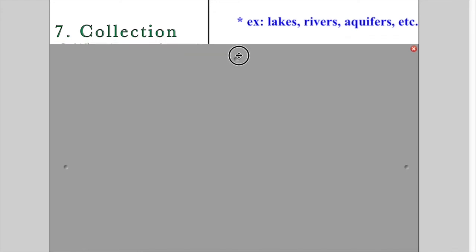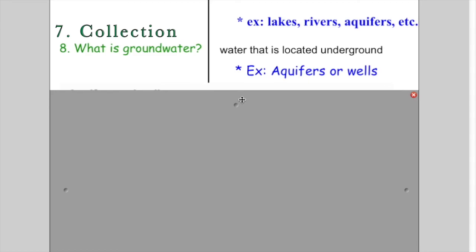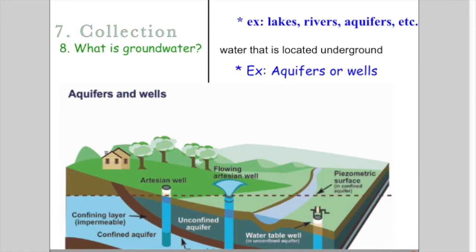Now, another collection is called groundwater. Groundwater is water that is located underground, and some examples are aquifers or wells. Now, here's a picture, and I'm not going to expect that you're going to memorize what an aquifer is or what a well is, but all you need to know is that aquifers and wells are groundwater, which means they're water that is underground. Pretty easy, right?